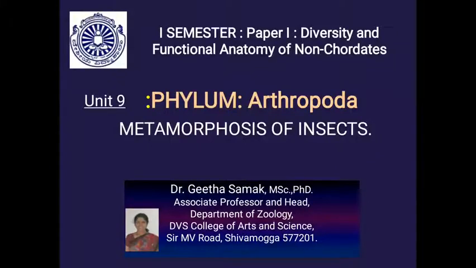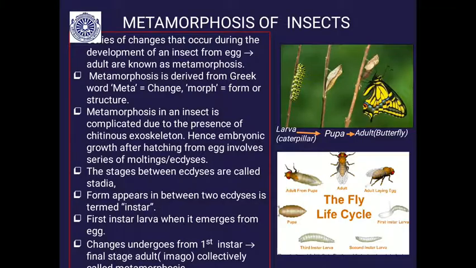Dear students, today I am going to tell you about metamorphosis of insects. So, what is metamorphosis? Before going to understand metamorphosis, in the animal kingdom you will see two types of development. Direct development, what you see in the case of humans or reptiles or birds. The young ones, when they are born, are miniatures of the adult. Only the size grows.